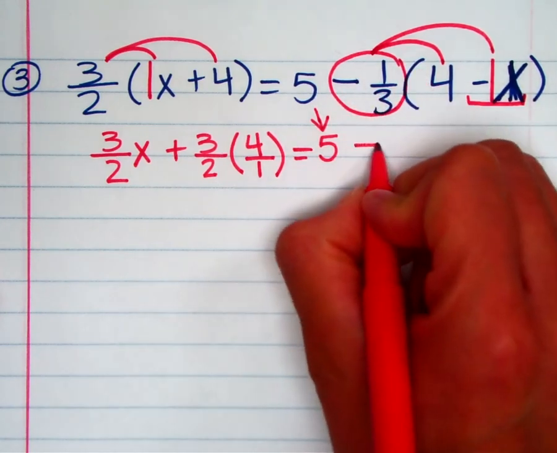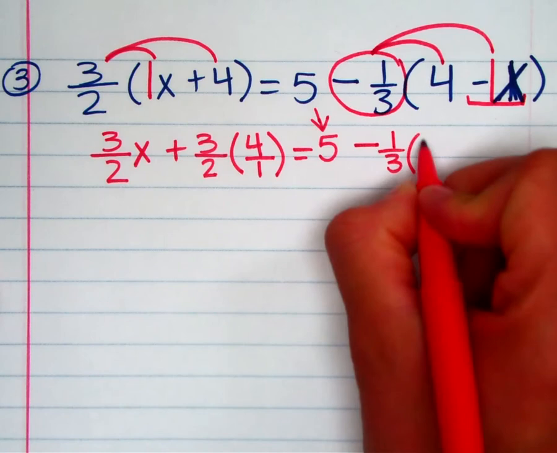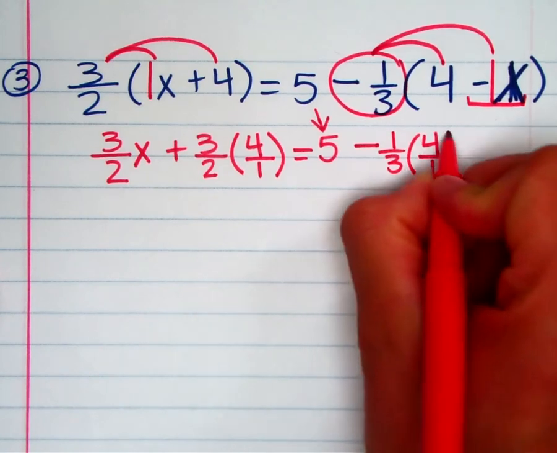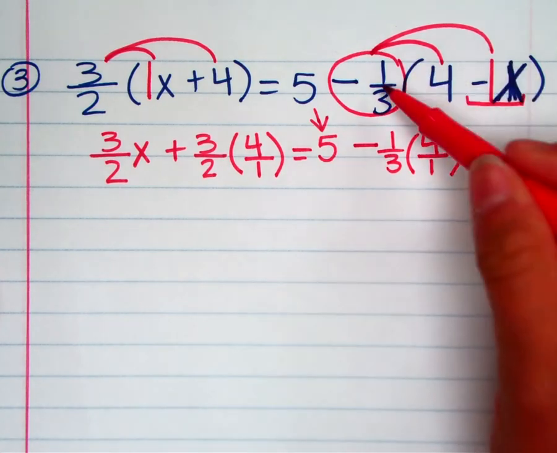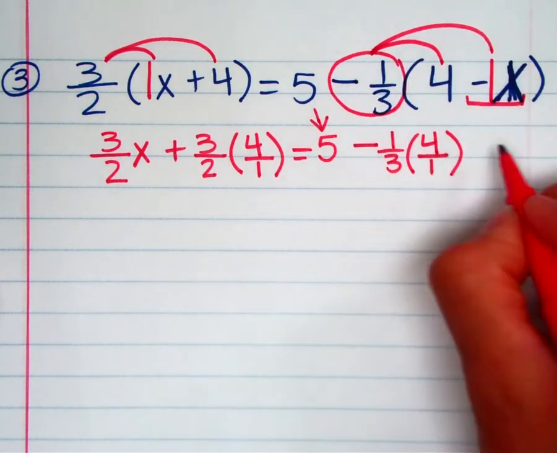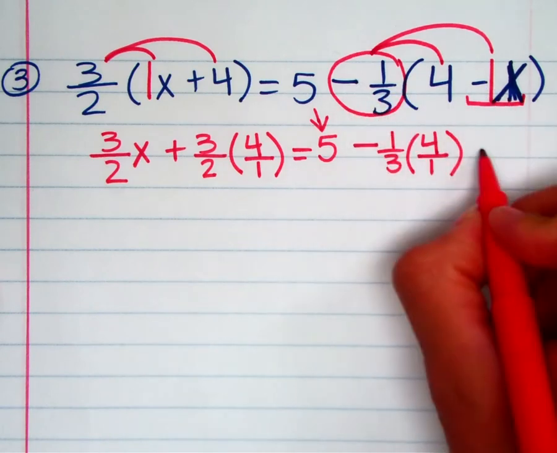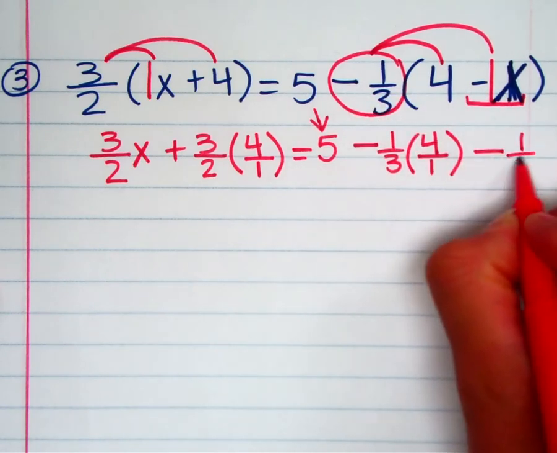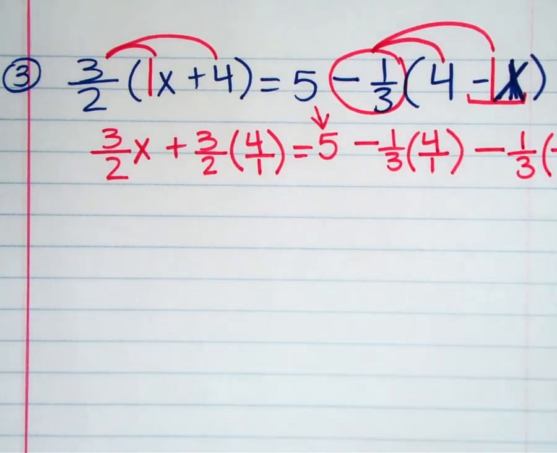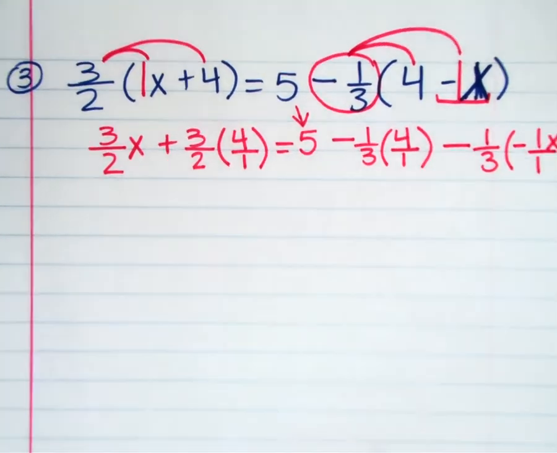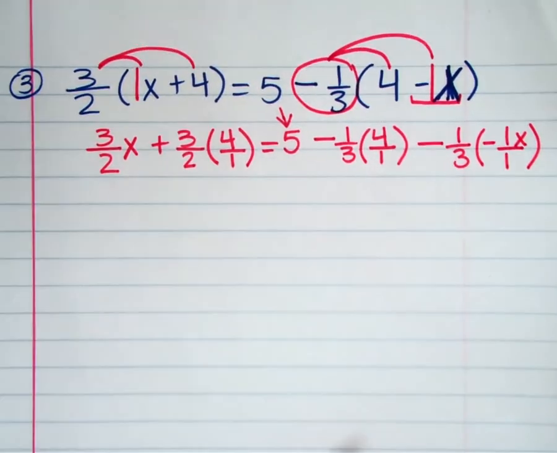So a negative 1/3 times 4. And some of you may already know how to simplify this, but I'm just showing you so that there are no questions on how we get our result. Negative 1/3 times negative 1x. So negative times a negative. So be careful with your signs. Negative 1/3 times a negative 1x. And again, we're putting our whole numbers over 1 so we understand how to multiply fractions with a whole number.